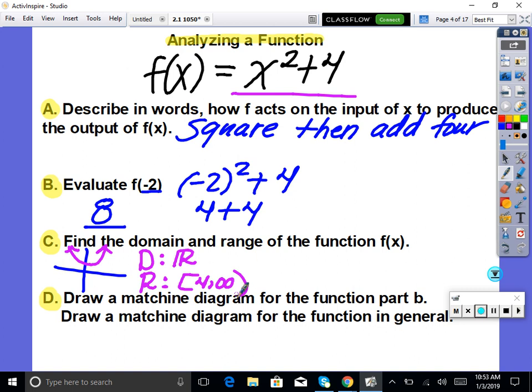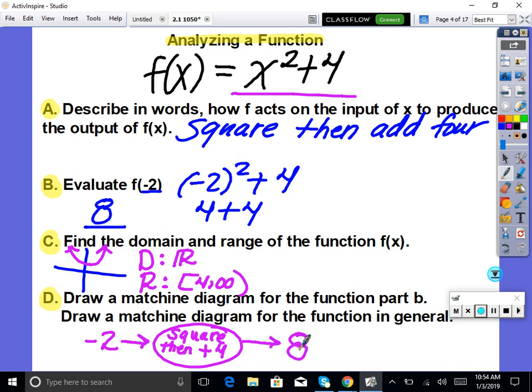All right, now this next part is just a fancy way of drawing this exact same thing, how a function works. It says, and that's supposed to say machine, I don't know why I put a T in there. Draw a machine diagram for the function for part B. So it's saying, what are we doing here? Basically, weren't we plugging in a negative 2 and getting out an 8? So what they do is they go, okay, we take negative 2, we plug it into a machine. The machine was, we square it, then add 4. We square, then add 4, and then we spit out an 8.